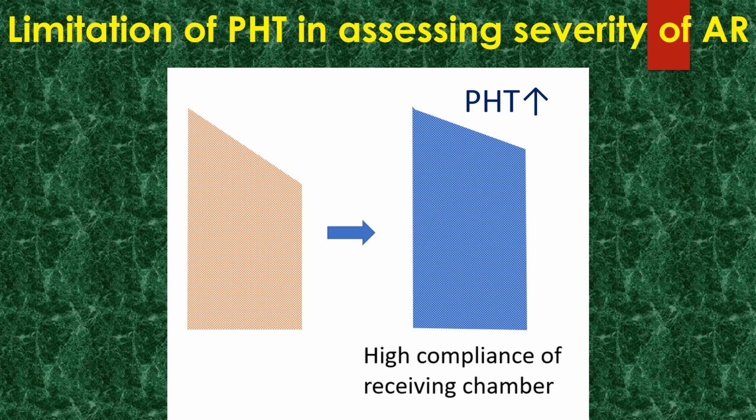As mentioned above, pressure half-time depends on the compliance of the receiving chamber and hence it can be reduced by elevated left ventricular diastolic pressure. On the contrary, it can be prolonged if the peripheral resistance is increased and when the aorta is dilated and having a higher compliance. Vasodilator therapy can reduce the pressure half-time in aortic regurgitation.